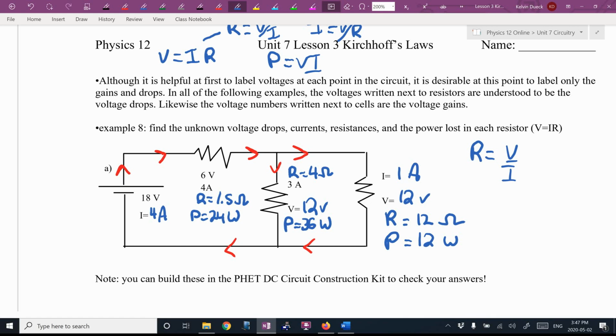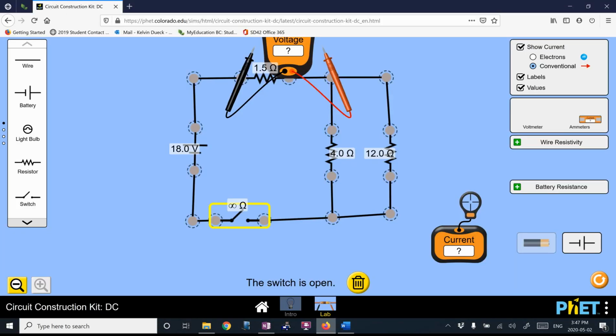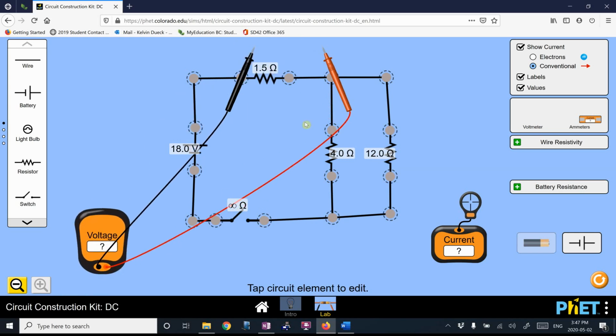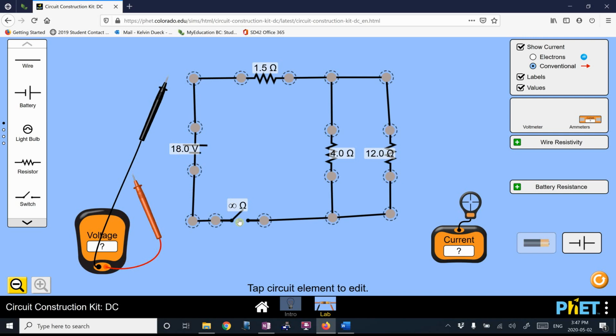By the way, you can also build these in the PhET DC circuit construction kit. Remember we played with that a couple lessons ago? So I Googled it again, and I actually built this circuit. I gave us our 18-volt battery. First of all, let's check the currents going through here. I added a switch just to close everything, so that electricity wouldn't flow. But if I close the switch, okay, now current is flowing.